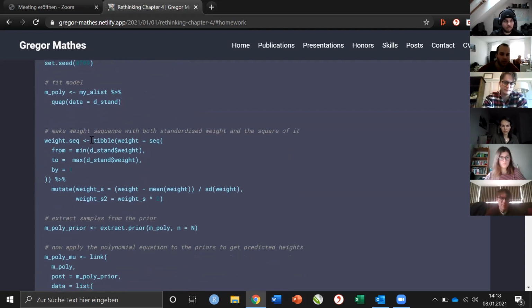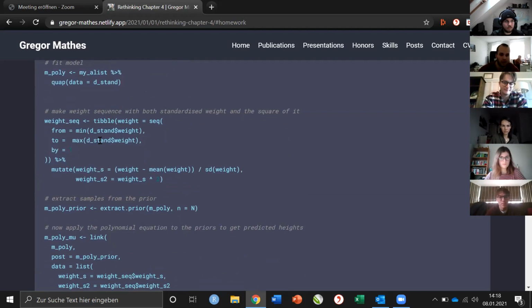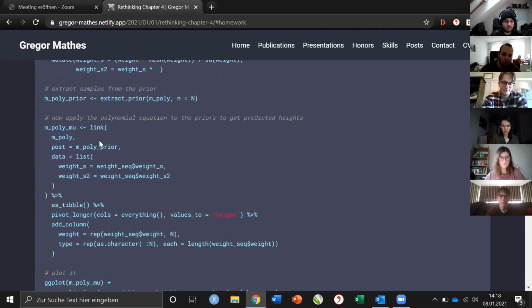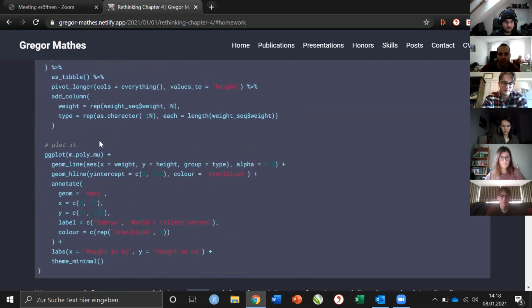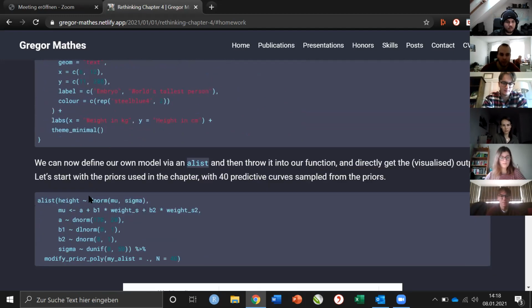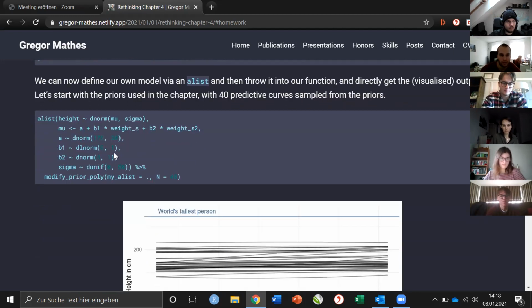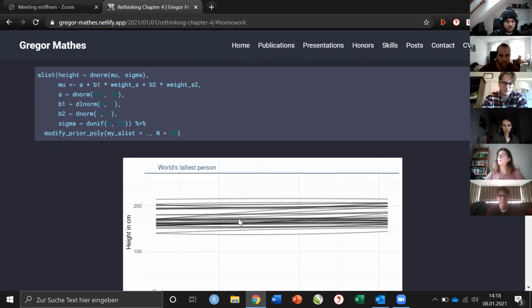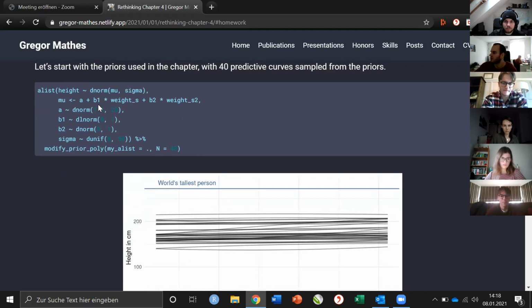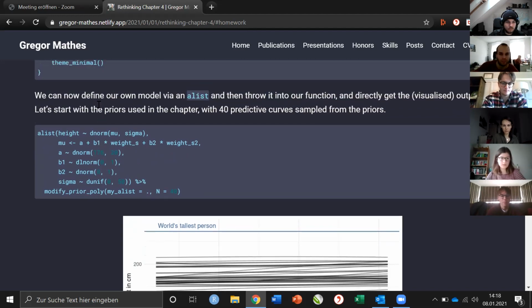And this is mostly the same code as in the chapter, just adding the plot function here in the end as well. So if you throw some alist into this function, it gives you a plot using the priors here to fit the model. And here I've adjusted. Now I just need to check how I adjusted the. Yeah, these are the default priors for the model.